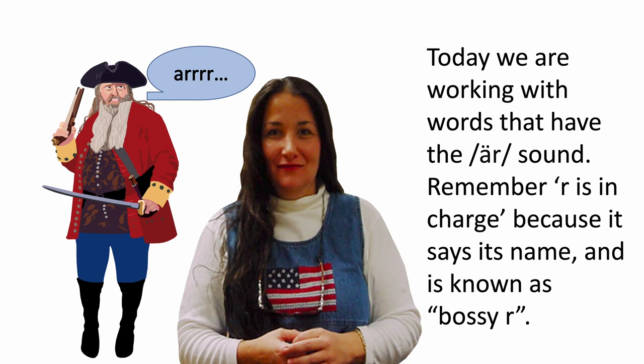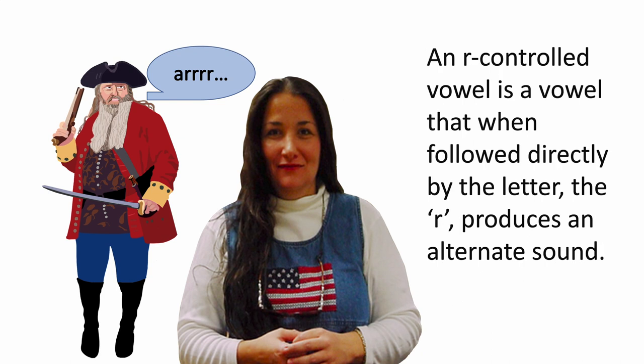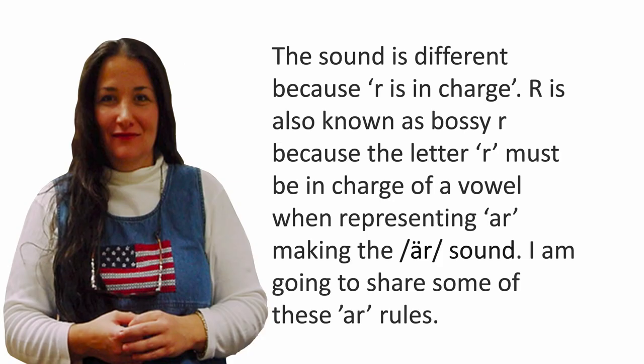Today, we are working with words that have the R sound, known as bossy R. An R-controlled vowel is a vowel that, when followed directly by the letter R, produces an alternate sound. The sound is different because R is in charge. R is also known as bossy R because the letter R must be in charge of a vowel. When representing AR, making the R sound, I am going to share some of these AR rules.